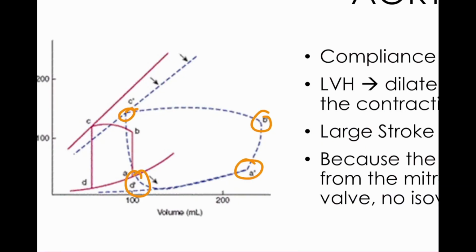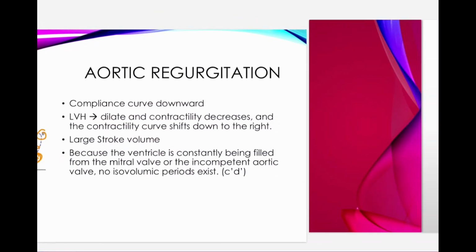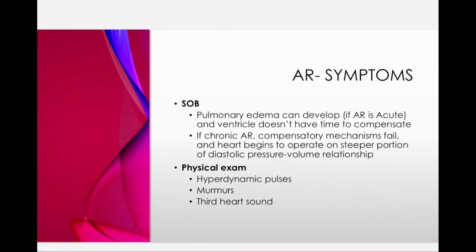Also, look at the stroke volume. Look how wide the stroke volume is now. Look how big our preload is. Remember, aortic regurg is a volume problem, so preload is going to be affected. Afterload is fine. The systolic portion is okay. It's the diastolic portion that's the problem. So our stroke volume goes way up because we're filling from two areas.